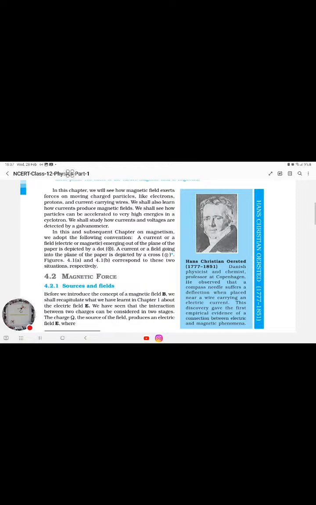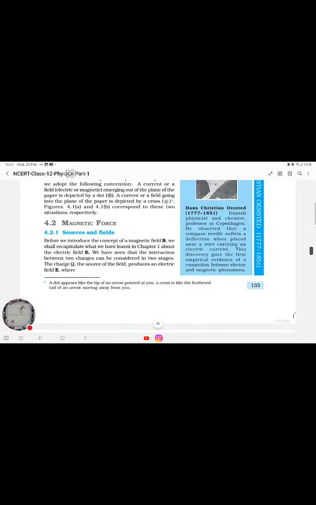And in the subsequent chapter on magnetism, we adopt the following convention. A current or a field emerging out of the plane of the paper is depicted by a dot. A current or a field going into the plane of the paper is depicted by a cross. Okay, fine, great. Now we'll talk about magnetic force, the sources and fields.